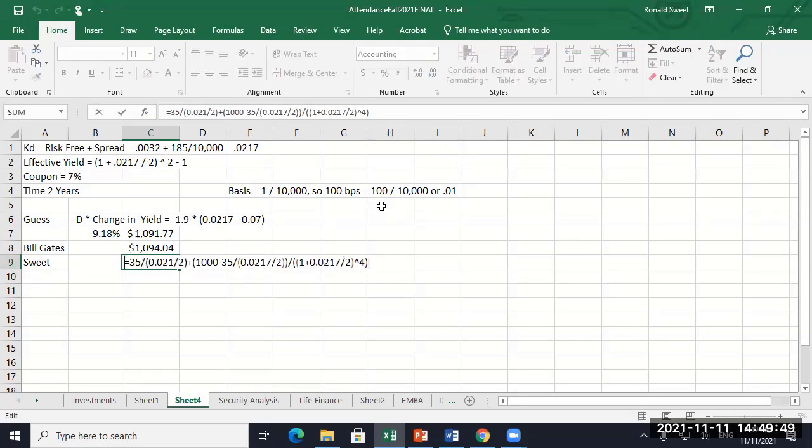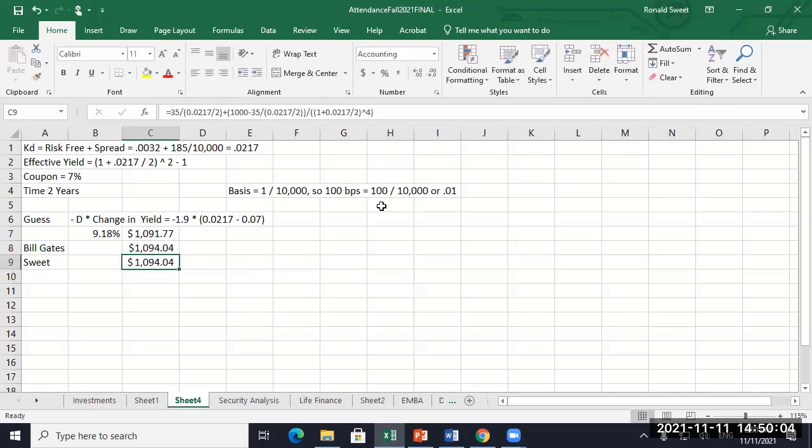What'd I do wrong? There was something in here that I did wrong. Is it the 0.021 on the first one? Right there. Yep. So I missed it by one little letter, but why do I like this formula?